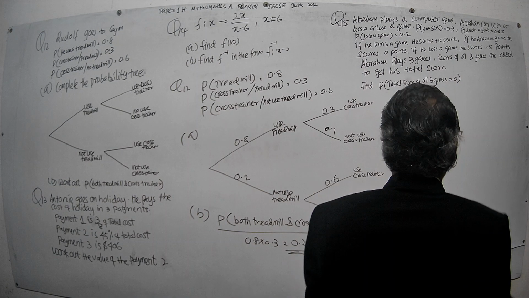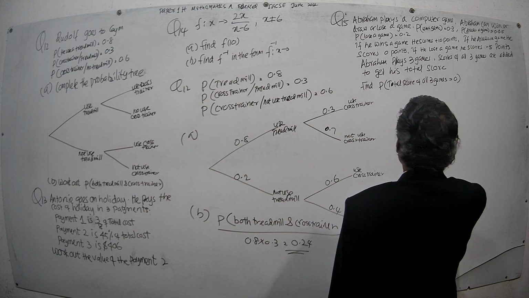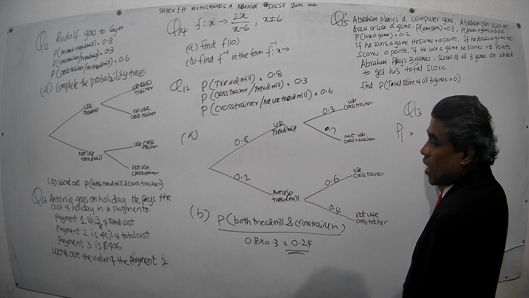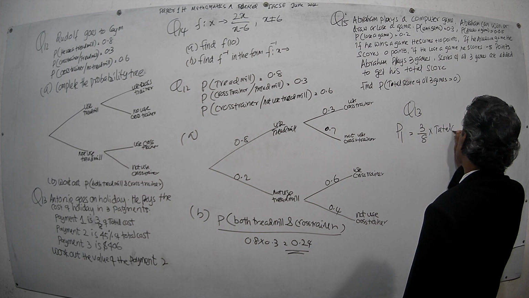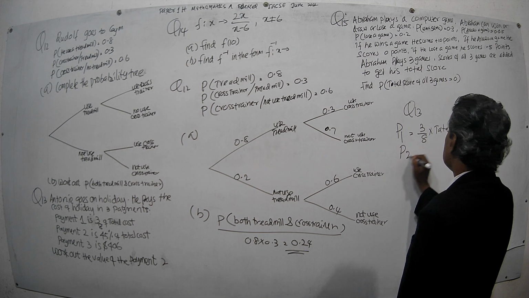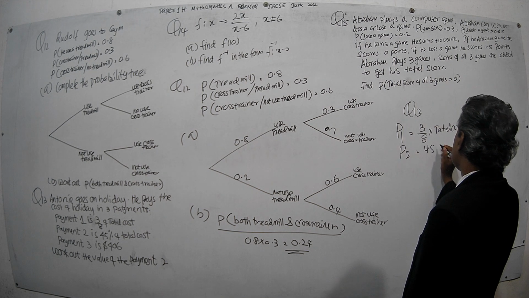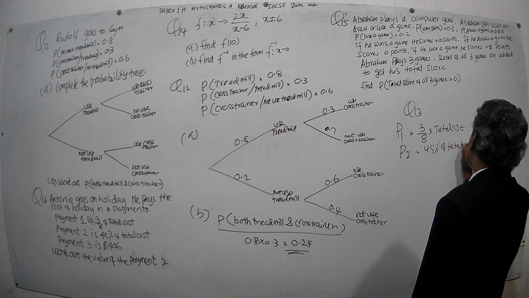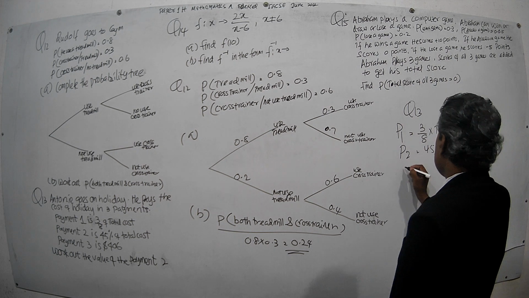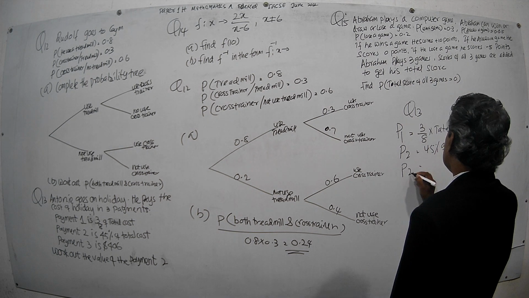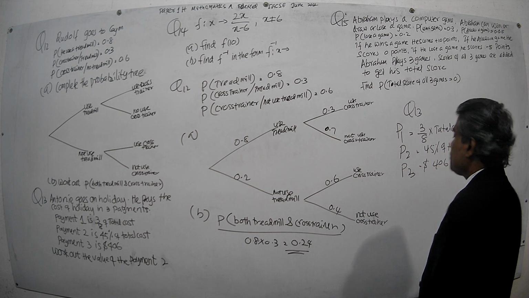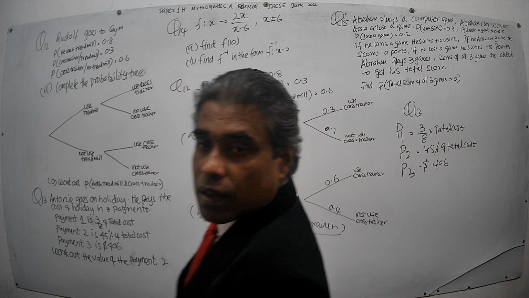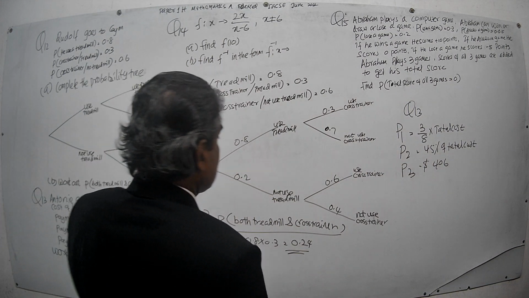Right. Let's say payment 1 is P1. P1 is how much? 3/8 of the total cost. Then P2 is how much? 45% of the total cost. Then payment 3 equals how much? $406. They have given the actual amount for payment 3.